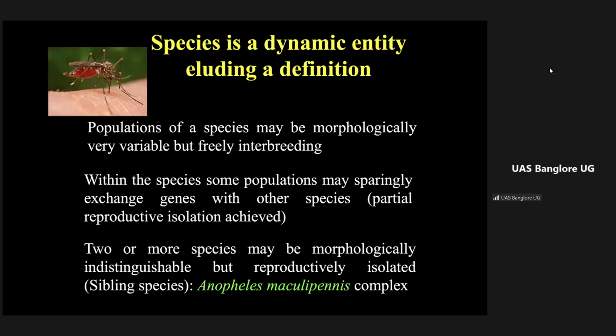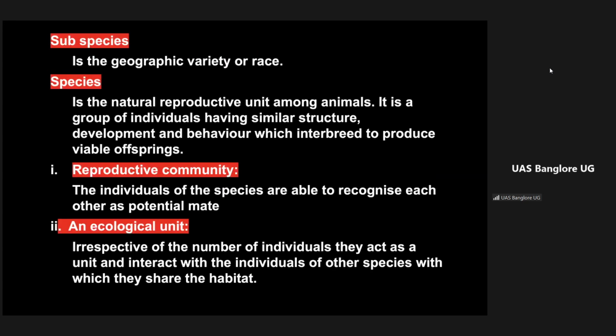Okay. So there are a few more definitions which they might ask you. Okay, so you know what a species is now? A group of interbreeding population. So what could be the subspecies?